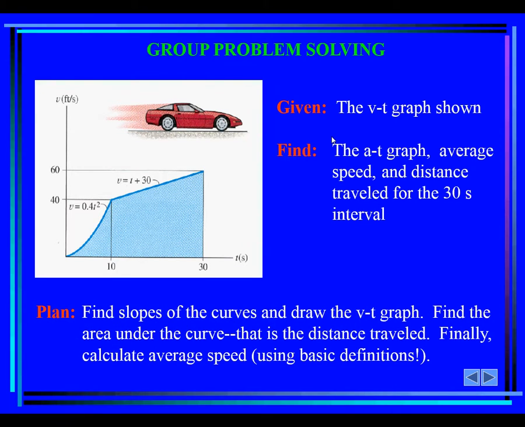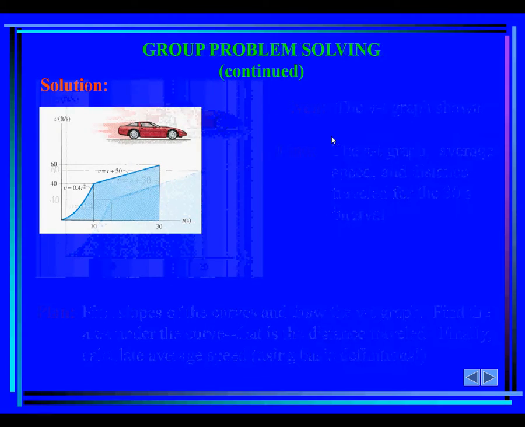The plan would be to find the slopes of the curves and draw the acceleration versus time diagram. Finding the area under the curve would give the distance traveled. And finally, calculate the average speed using the very basic definitions. Okay, very good. Well, let's try that.